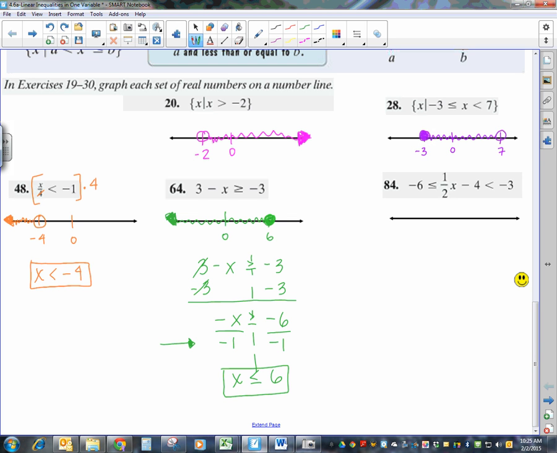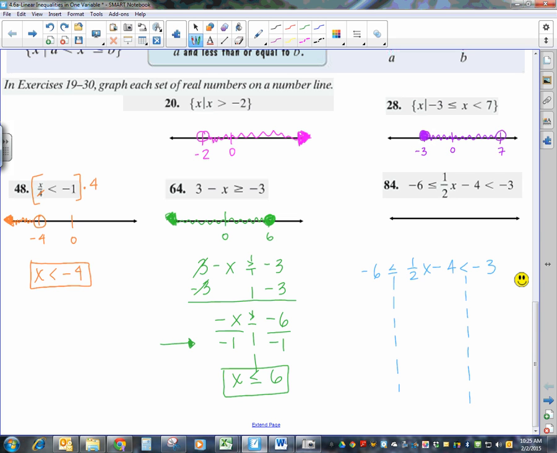Okay, last one. This is one we just talked about above that was a compound inequality. And when you have this compound inequality, negative 6 less than or equal to 1/2 x minus 4 less than negative 3. Okay, as I said before, you have two of them. You want to put your lines. This is like two different equations altogether. And when you do to one side, you're going to have to do to all three places. You're trying to get x by itself.